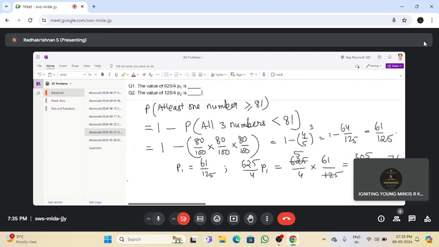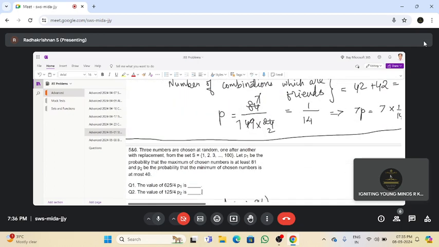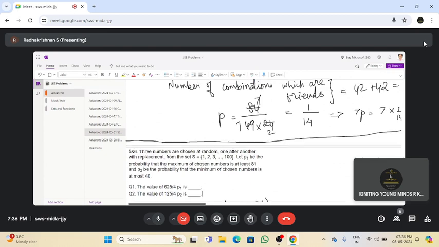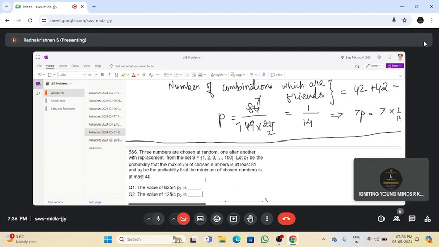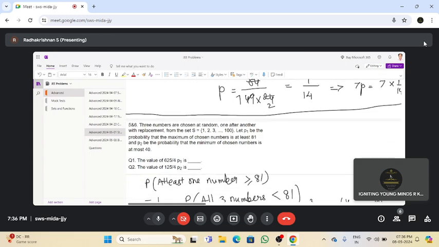This is the problem from last week. I had asked you to do the second part of this problem. Three numbers are chosen at random one after another with replacement from the set S equal to 1 to 100. Let P1 be the probability that the maximum of the chosen numbers is at least 81, and P2 will be the probability that the minimum of the chosen numbers is at most 40. You have to find the value of P1 and P2 and then calculate the given expressions. 625 by 4 times P1.